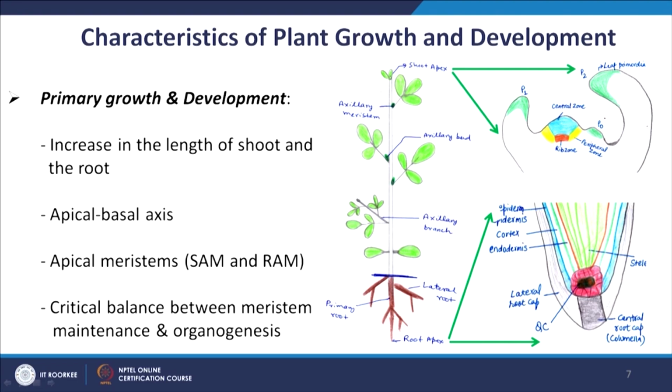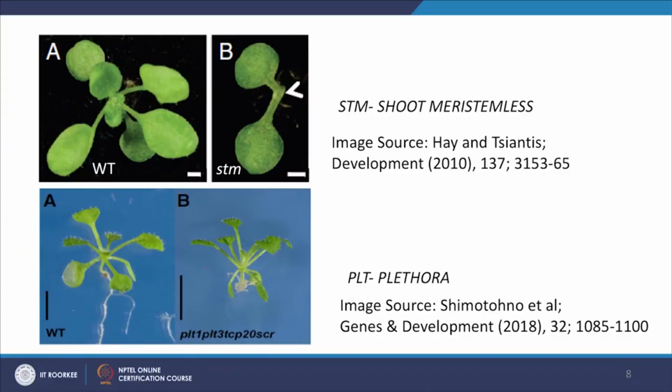In shoot meristem, it is for the vegetative organs. After the transition, it is for the reproductive organs. In root meristem, the stem cells are maintained here, and these stem cells are responsible for providing cells for different tissues which are growing in the tip. And of course, this also has to be regulated.